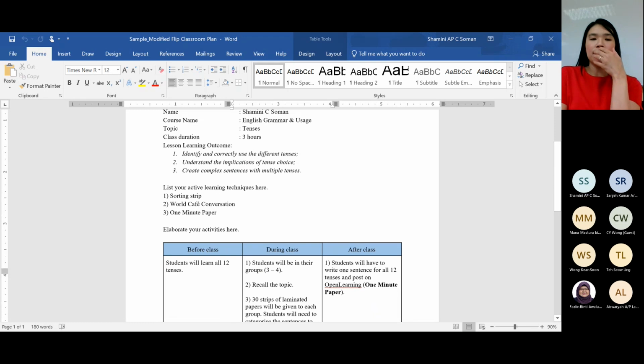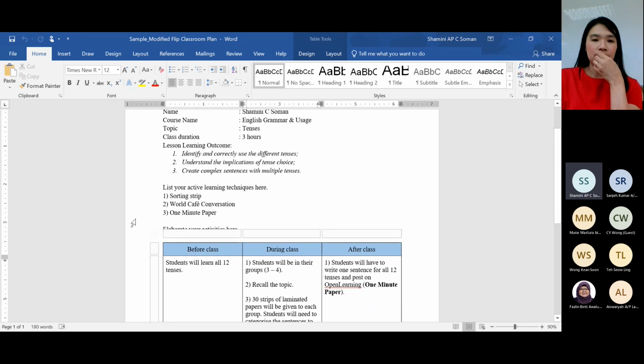Of course, before class, I give them an Edpuzzle. Of course, they prepare before, right? But I forgot to add this in. Edpuzzle, a video on all the 12 tenses. As they watch, they also answer questions. So they will be actively engaged in the video instead of just playing and ignoring it. So before class, they will do this Edpuzzle.